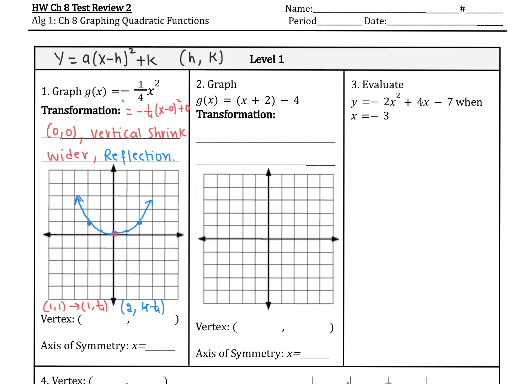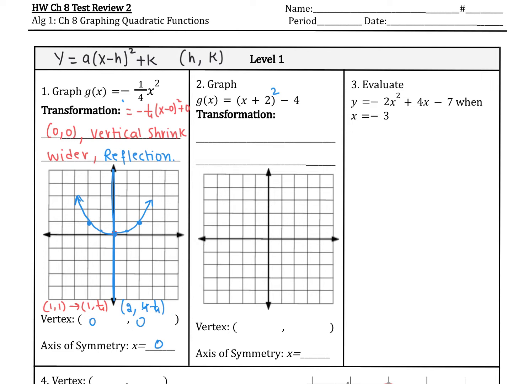We already talked about that this is going to be the vertex, that is 0, 0, which is already there. Axis of symmetry is the main line, the y-axis, also called the x equals 0 line. Question number 2, you're going to graph this. On the bracket there should be a 2, we forgot to write the 2, which is a square on top.